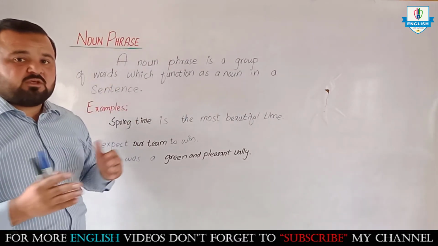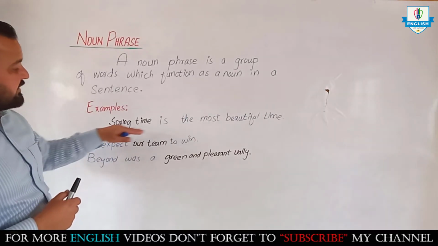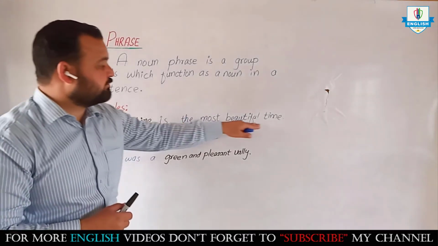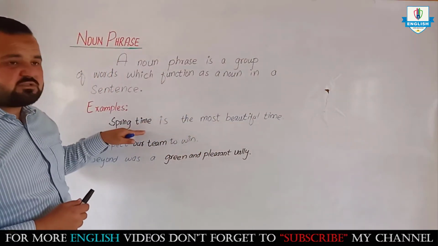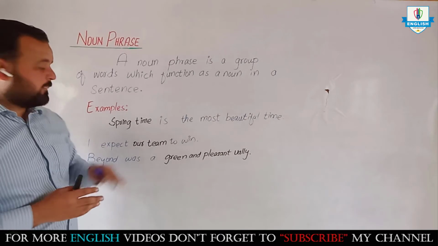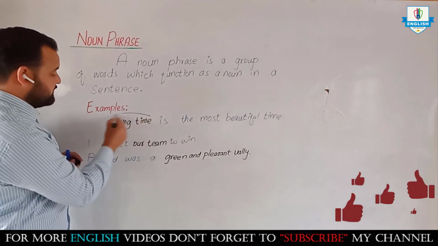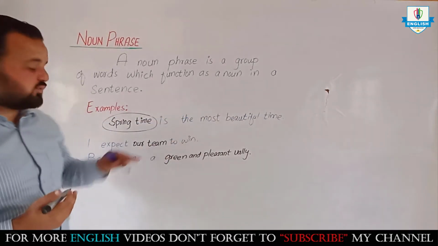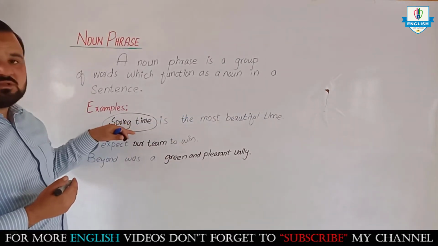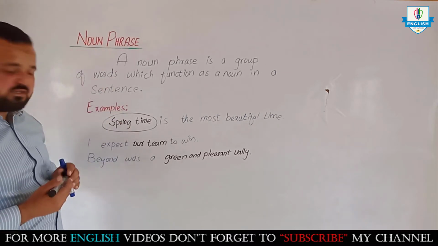For example, look at the first sentence. Springtime is the most beautiful time. This is a sentence. Look at the words which was noun. So this group of words is functioning as a noun. Springtime is the most beautiful time. So these two words is functioning as a noun. So this is called noun phrase.